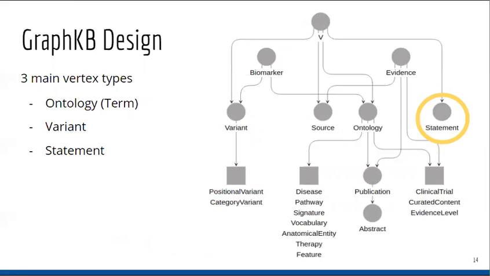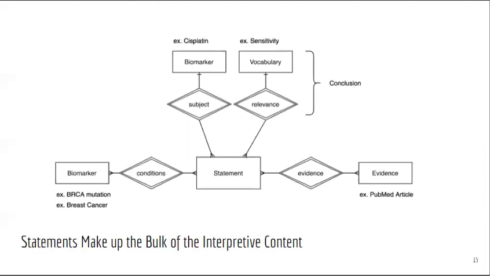The final vertex type to cover are statements. These make up the bulk of the interpretive content in GraphKB. There are four fields of interest in our statement model. The first is the conditions. These are the conditions that must be present for the statement to apply. This can be any number of things, from the disease diagnosis, the detected variant, or a prior treatment.